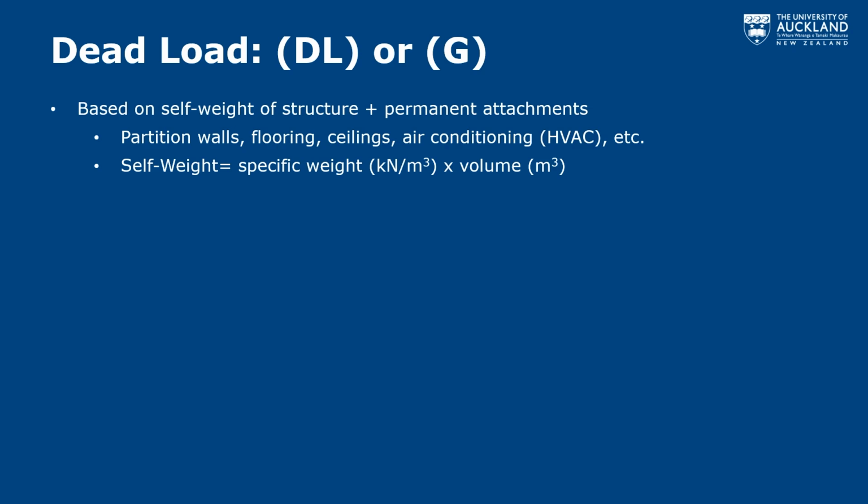So carpet, tile, etc. The ceiling, so this might be a suspended ceiling, like acoustic tiles, or it might be gypsum board. And then mechanical plant, so air conditioning units, ducting, plumbing, electrical, and all of that. And then obviously the self-weight of the structure itself, so the beams, the columns, all of that. And to determine the self-weight, what we do is we just take the specific weight, so it's effectively its density times the acceleration due to gravity multiplied by its volume.